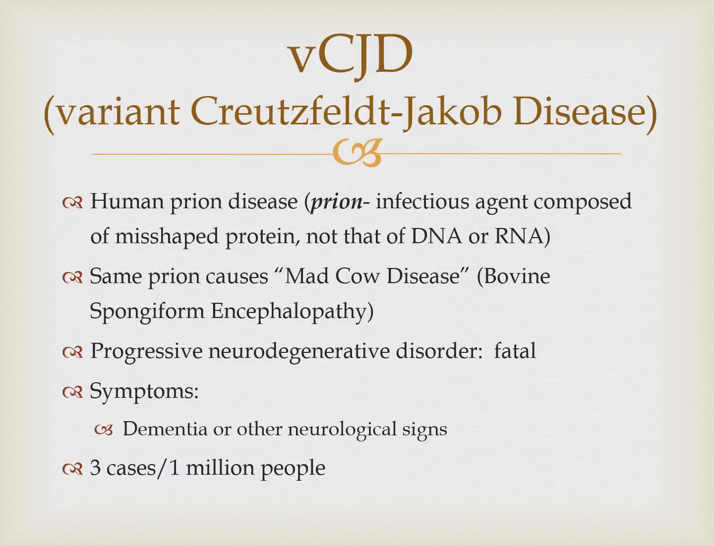This brings us to our last horrifying disease, which is variant Creutzfeldt-Jakob disease. This is the same prion responsible for mad cow disease in cattle, which is known in cattle as bovine spongiform encephalopathy. Okay, this is a human prion disease. A prion is an infectious agent composed of a misshaped protein, not that of DNA or RNA. This same prion, like I said, causes mad cow disease, and it causes what's known as a progressive neurodegenerative disorder.